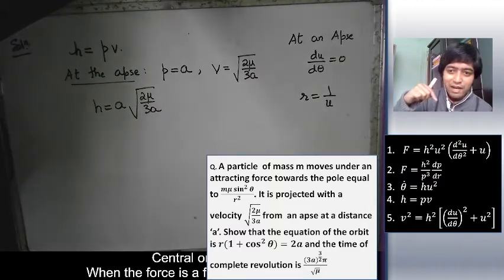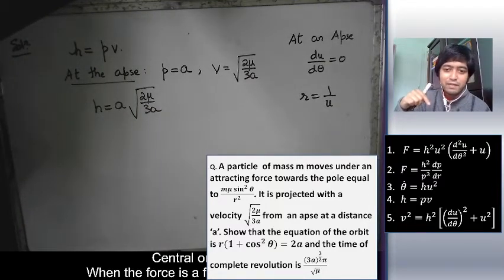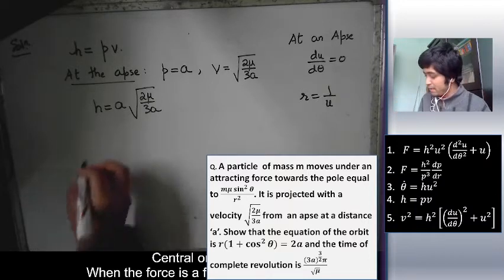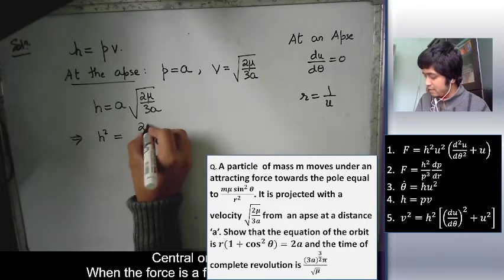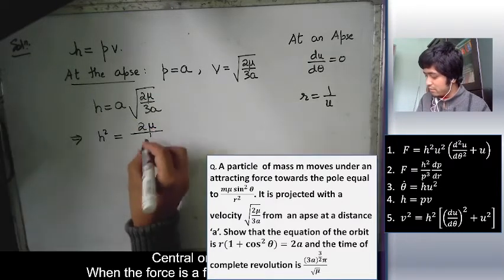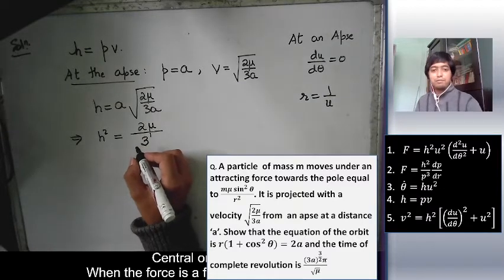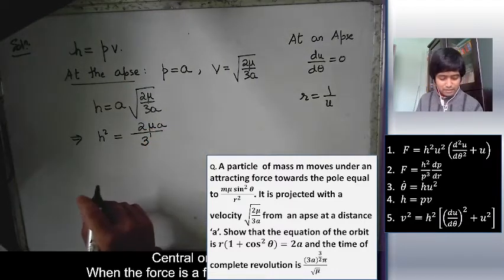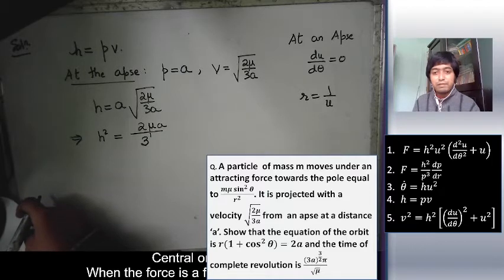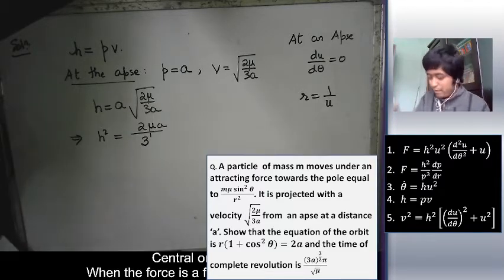Because the problem involves theta, we are going to proceed from formula 1. If it involved dp and dr, then we would have to use formula number 2. But since it involves theta, we have no choice but to proceed from formula 1. So we will be needing h square; I will calculate directly. h square will be equal to 2 mu a upon 3. After this, we will start with formula 1.